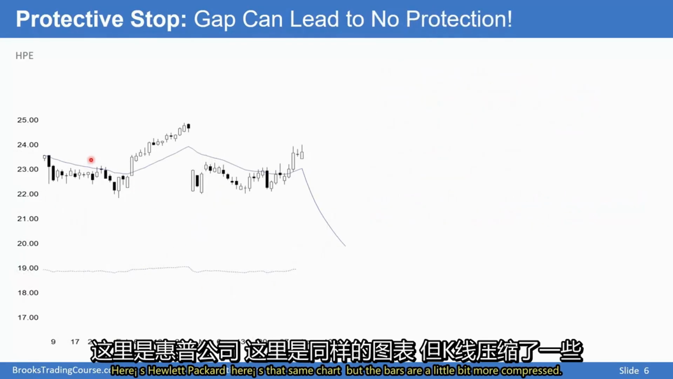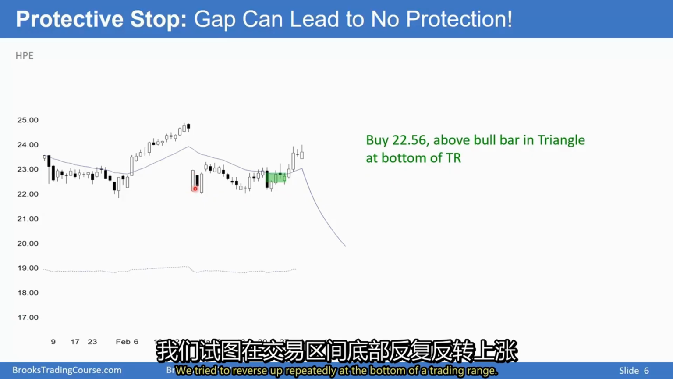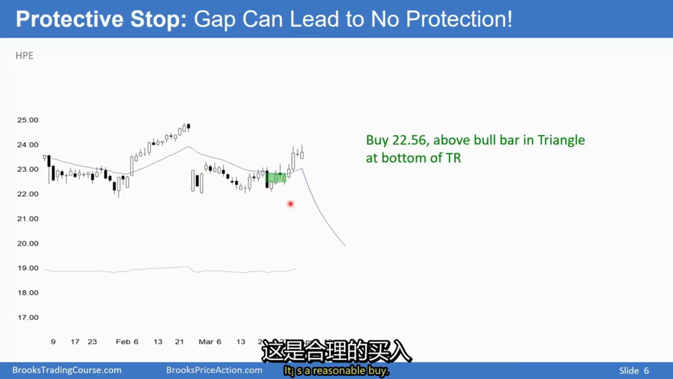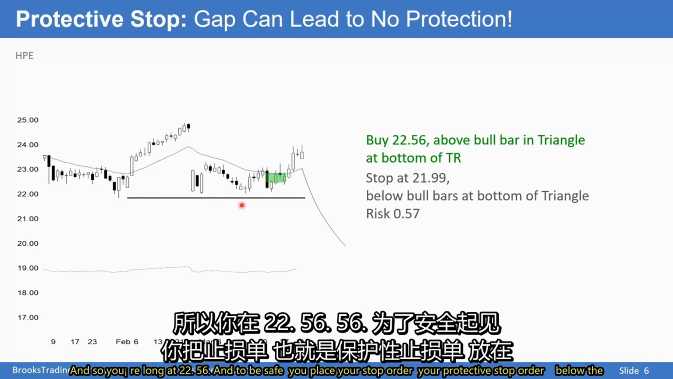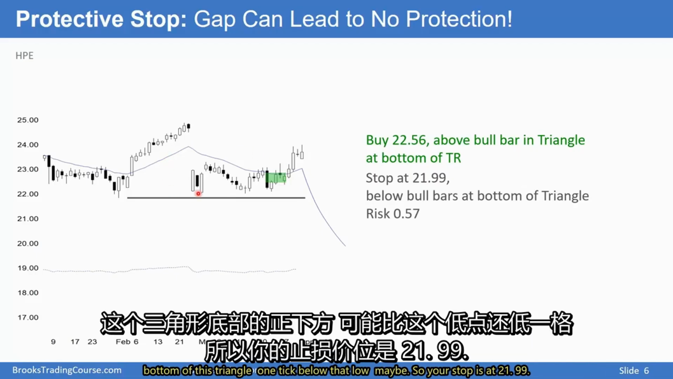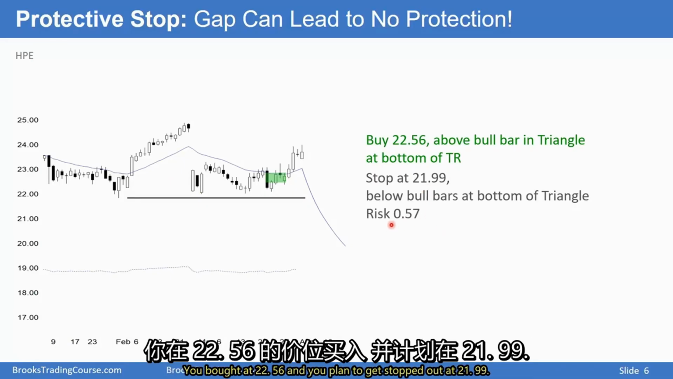Here's Hewlett-Packard. Here's that same chart, but the bars are a little bit more compressed. And let's say you bought above this bull bar. We tried to reverse up repeatedly at the bottom of a trading range. It's a reasonable buy. And so you're long at 22.56. And to be safe, you place your protective stop order right below the bottom of this triangle. One tick below that low maybe. So your stop is at $21.99. Your risk is therefore 57 cents. You bought at $22.56 and you plan to get stopped out at $21.99.